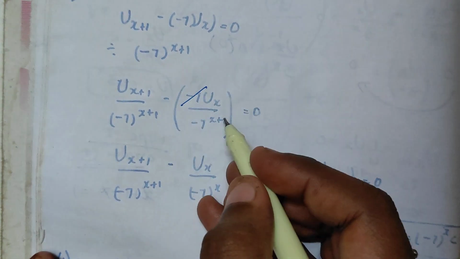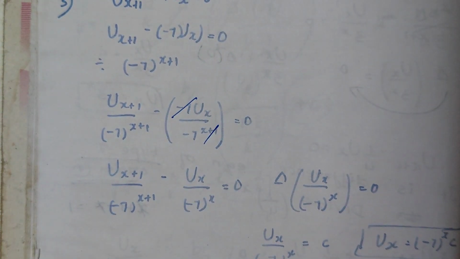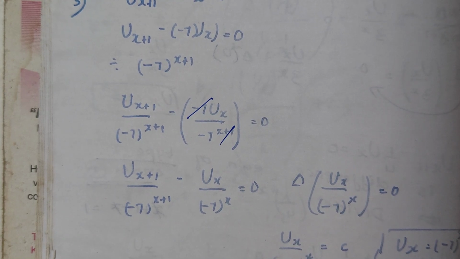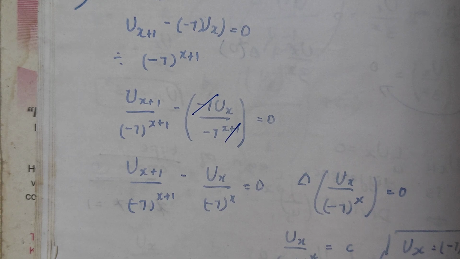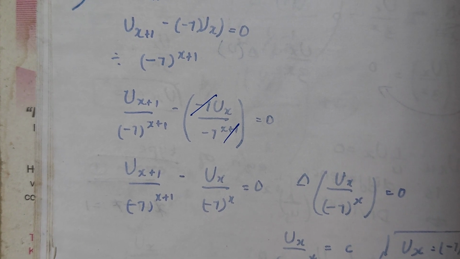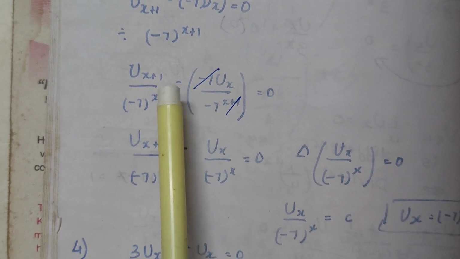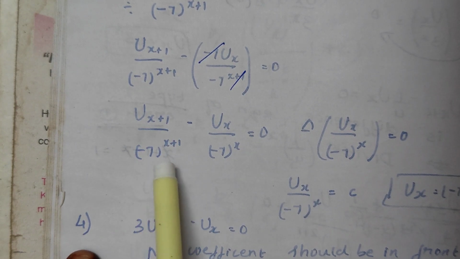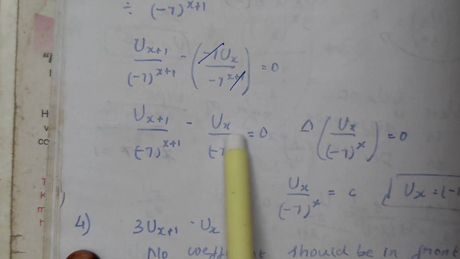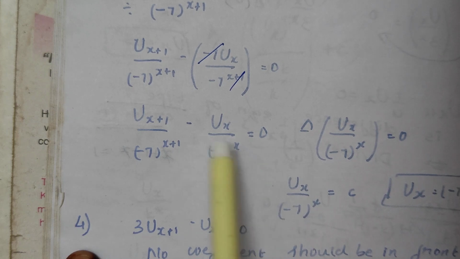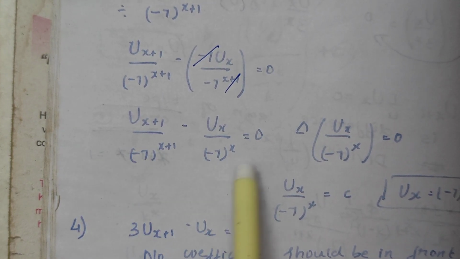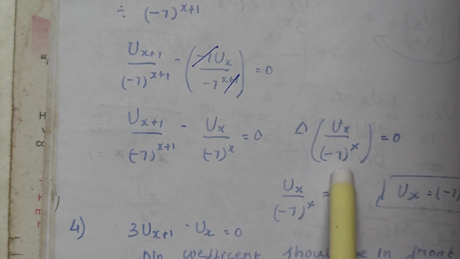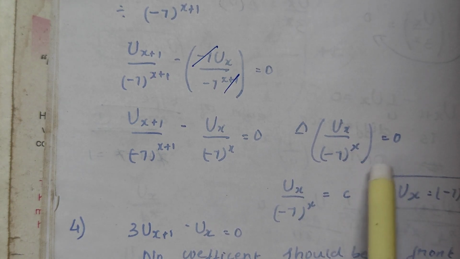We can write (minus 7) power x plus 1 as (minus 7) power x into minus 7, so the minus 7 will get cancelled. You will get the remaining as u(x+1) divided by (minus 7) power x plus 1 minus u(x) divided by (minus 7) power x equals 0. It is like a successive difference. So you can write it as delta of u(x) divided by (minus 7) to the whole power of x equals 0.